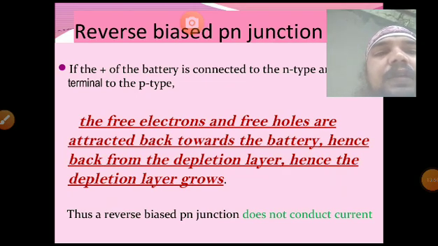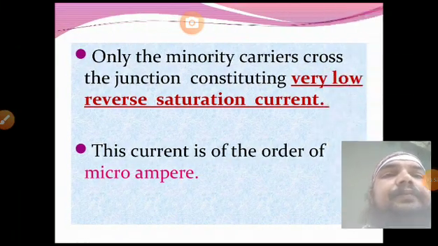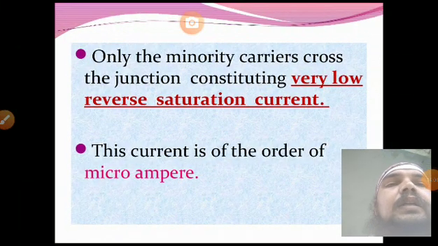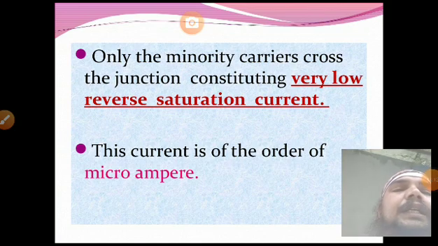Thus the reverse biased PN junction does not conduct current. Only the minority carriers cross the junction, constituting a very low reverse saturation current. This current is of the order of microamperes.